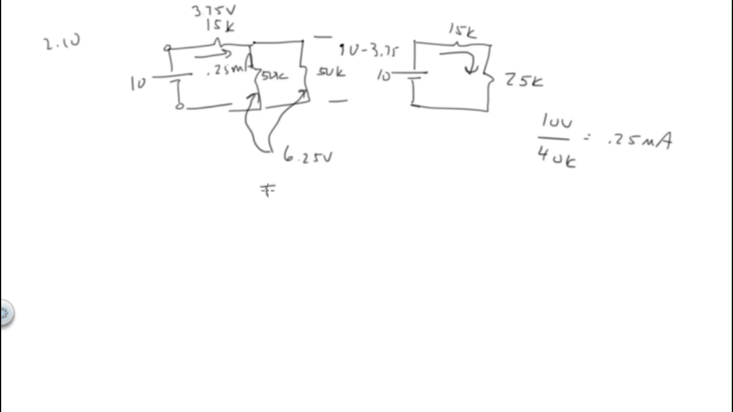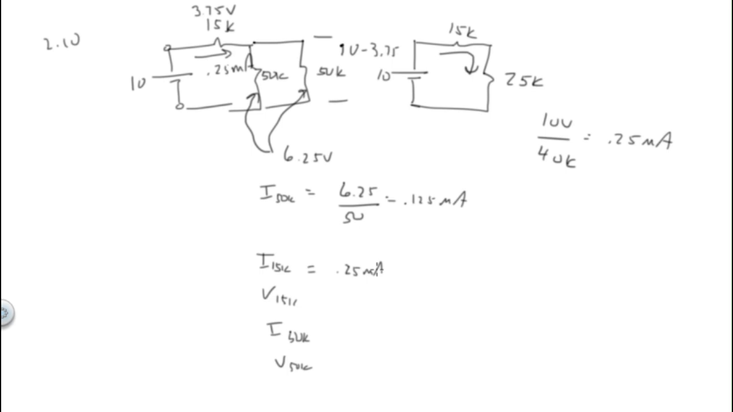So what is my current? I of the 50K, each of them. It's 6.25 divided by 50K. What is that? 0.125, right? It's equally split, which is what you would expect. If these were equal and this was 0.25, each of these would be 0.125 milliamps. So now I know my voltages and my currents through each of these devices. So I could say I 15K, V 15K, I 50K, V 50K, and I can find all these values.